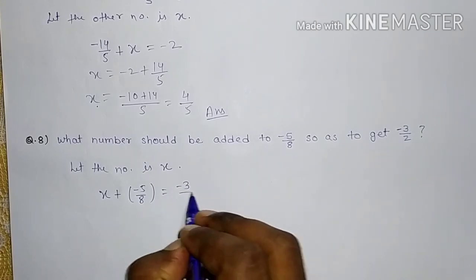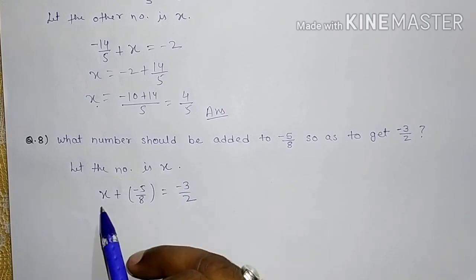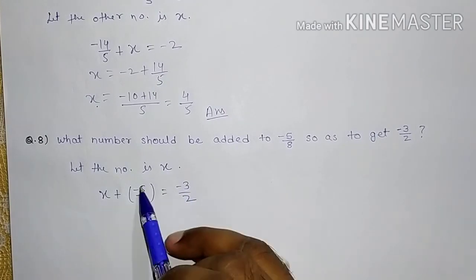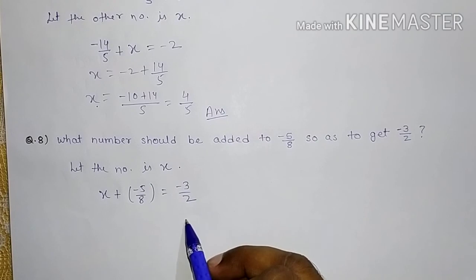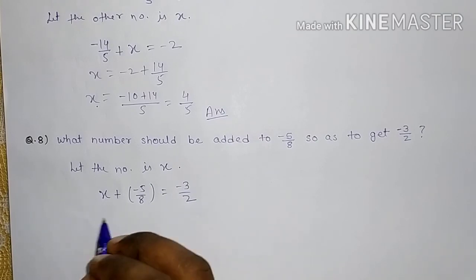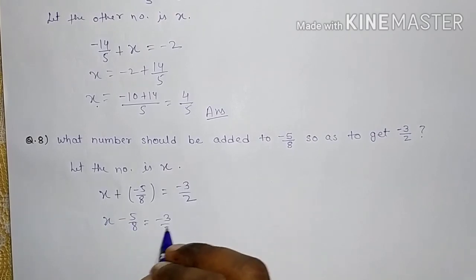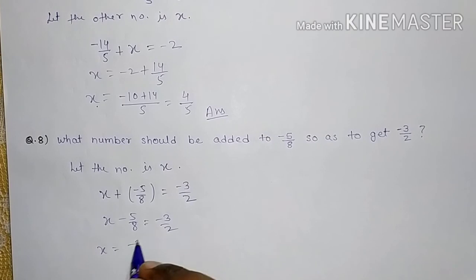So in this question, let's suppose the number is x. So x is added to minus 5 by 8 to get minus 3 by 2. This is the equation, and we have to solve it and find the value of x. Now x minus 5 by 8 equals minus 3 by 2. Now x equals minus 3 by 2, and minus 5 by 8 goes to the RHS, that becomes plus 5 by 8.